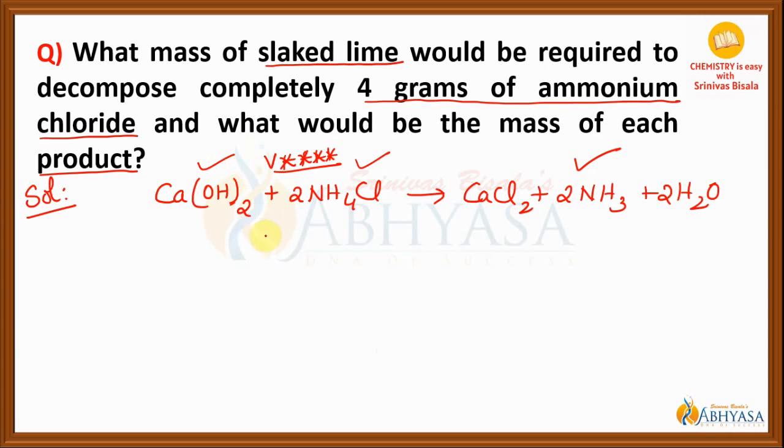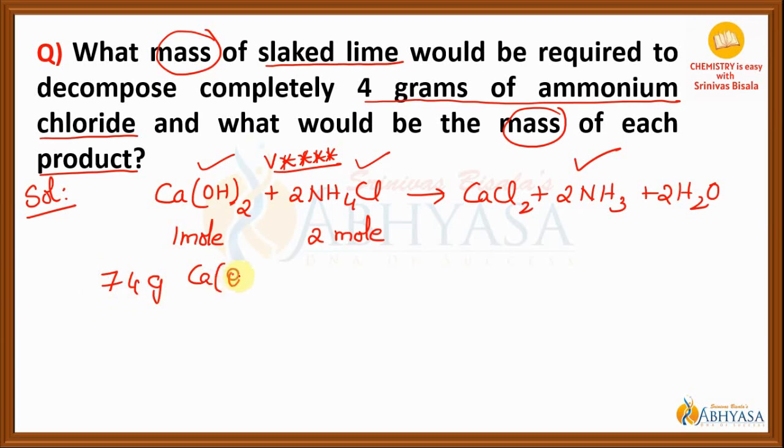Now here we are supposed to compare everything in terms of mass only because we need to calculate the mass of slaked lime and also the mass of each product. Let us solve one by one. From the balanced chemical equation, it's very clear that 1 mole of calcium hydroxide is reacting with 2 moles of ammonium chloride, isn't it? When we convert this mole into mass, we need to multiply with molecular mass. So, 1 mole of calcium hydroxide means it is 74 grams of calcium hydroxide.